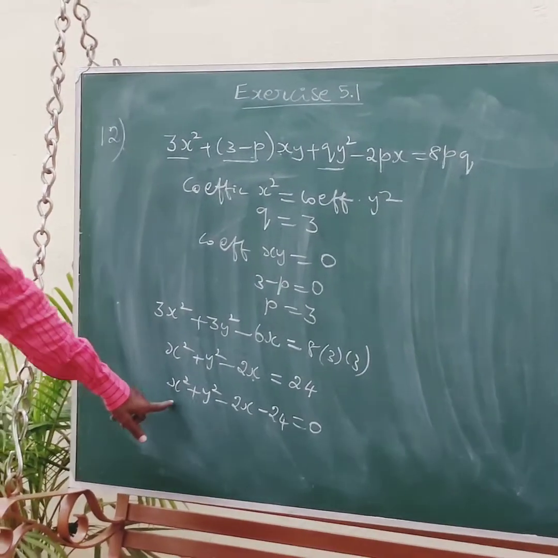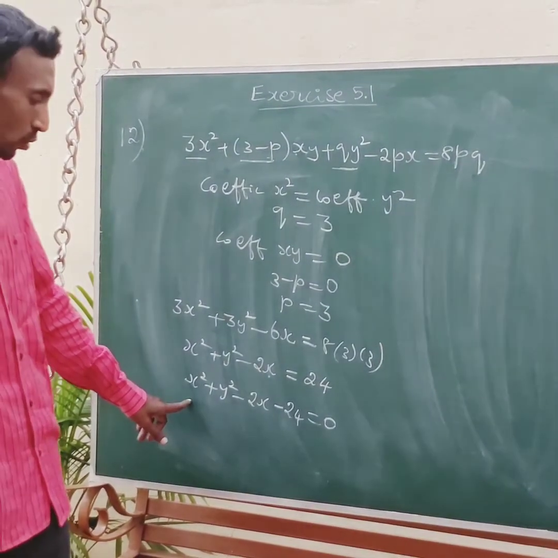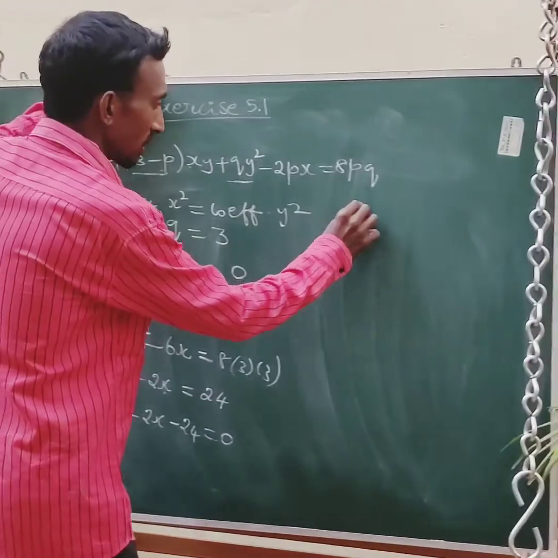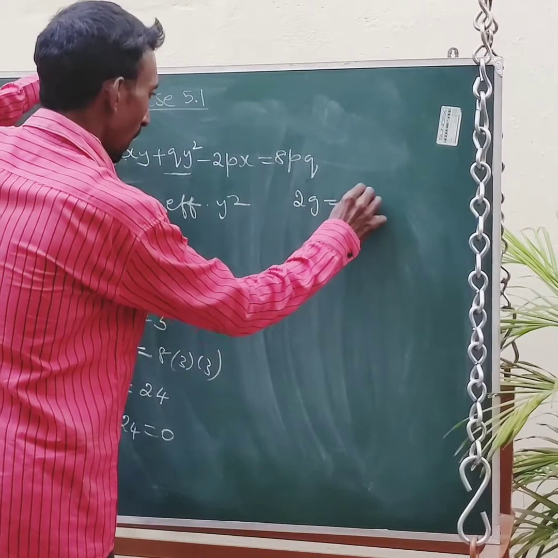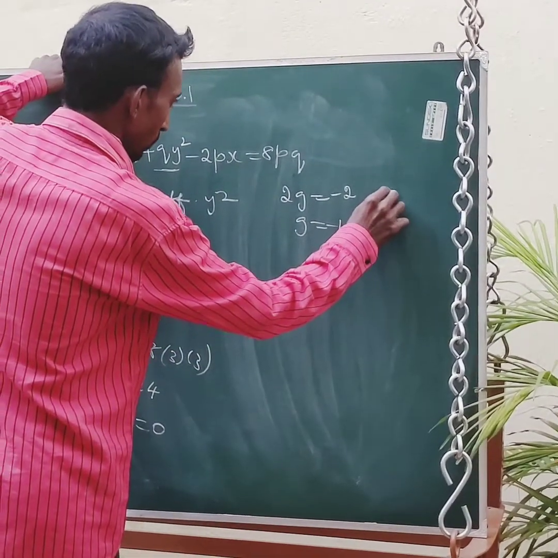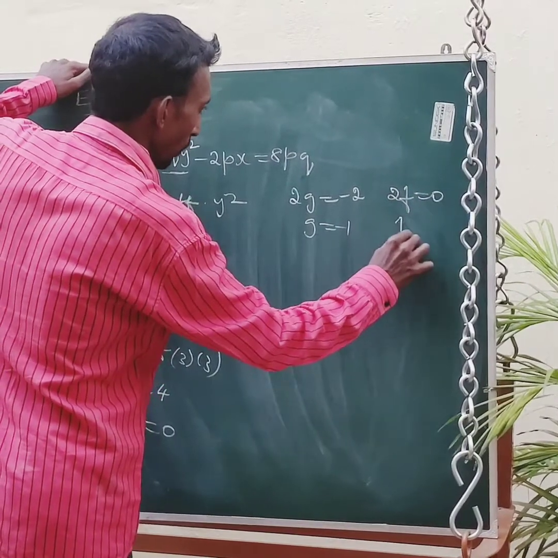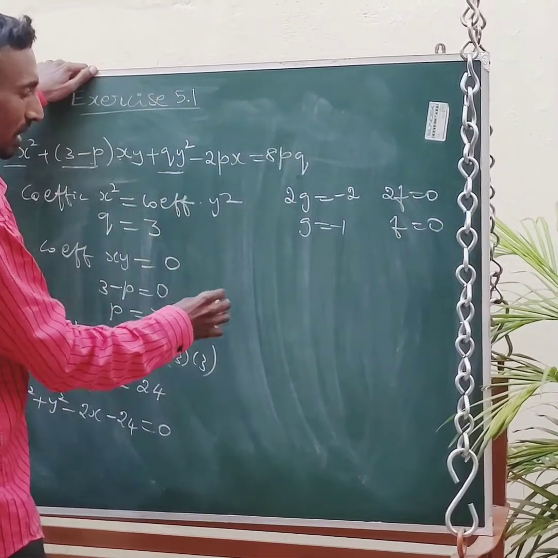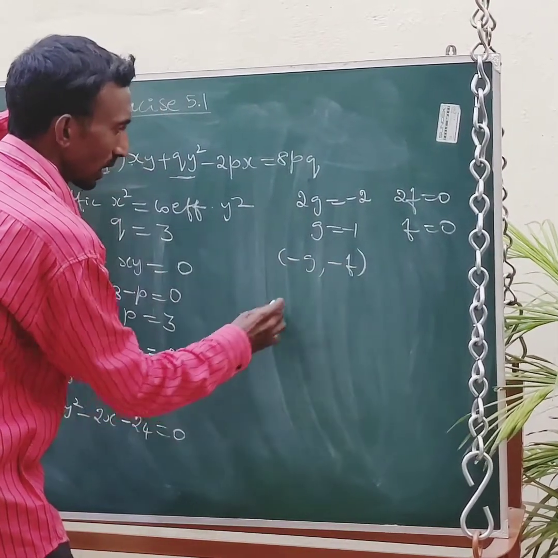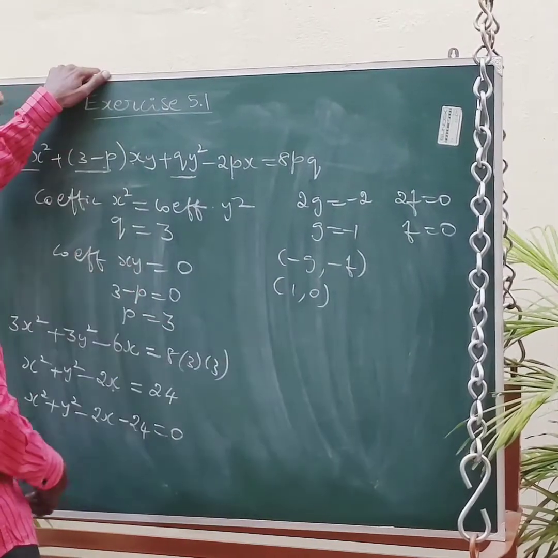Again compare with the general equation x square plus y square plus 2gx plus 2fy plus c equal to 0. What is in the place of 2g? 2g equal to minus 2, g equal to minus 1. What is in the place of 2f? 0. So f equal to 0. The center is minus g comma minus f. So the center is 1 comma 0.